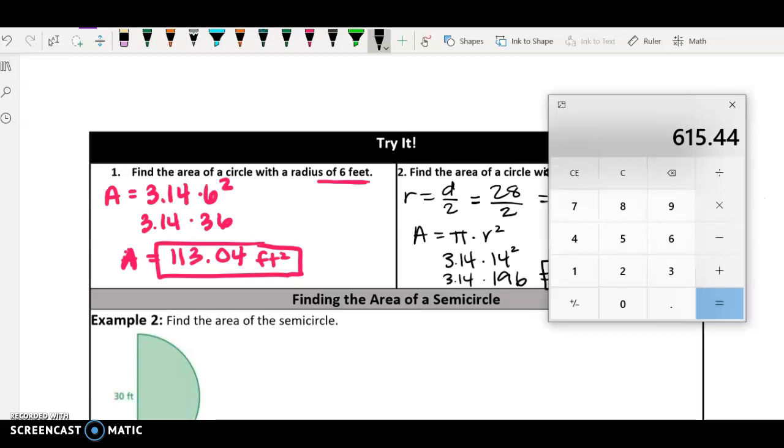So they didn't tell us to use 3.14 or 22/7, so you can use whatever one you want. I chose to do 3.14, and so you do pi, 3.14, times your radius squared. So 3.14 times 6 squared. What I did was my 6 squared first. 6 times 6 is 36, and then 36 times 3.14 gave me 113.04.